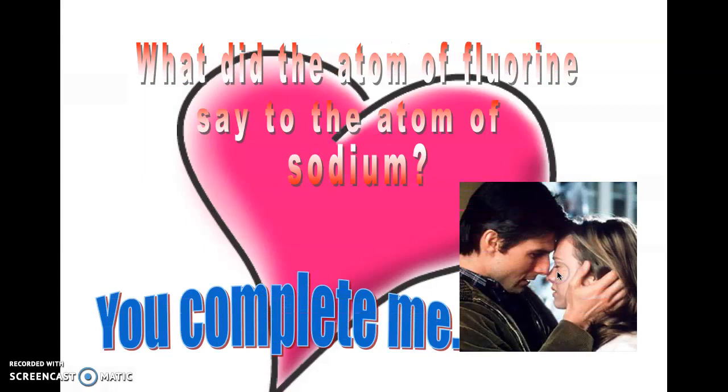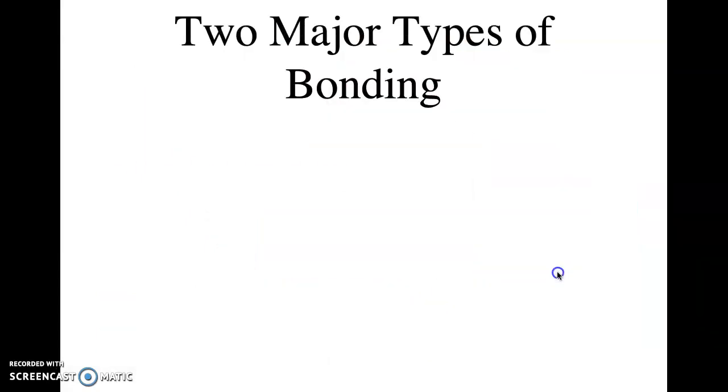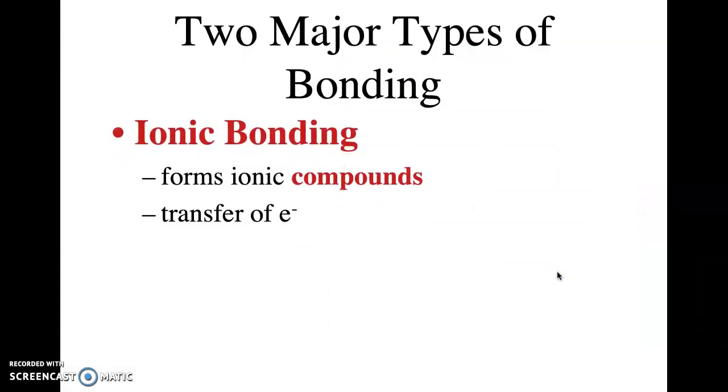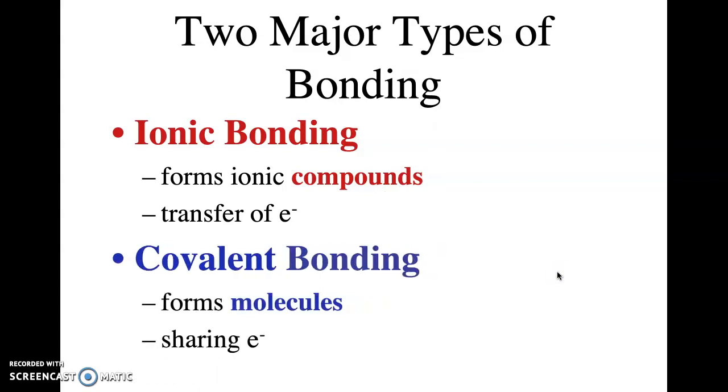All right, we're going to skip the little joke there and go on to 2 types of bonding. First one we're going to discuss is called ionic bonding, and this forms ionic compounds. You'll notice that there is only a transfer of electrons here. Transfer, right? There's a winner and a loser of those electrons, and we'll look at that more closely in just a moment. The other type is called covalent bonding. They form molecules, not compounds, and in covalent bonding, they actually share electrons.